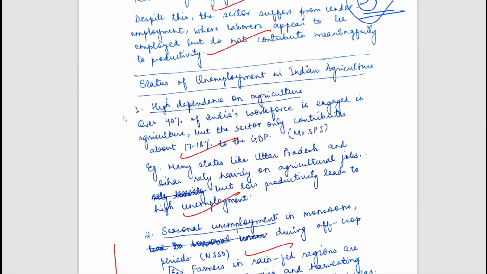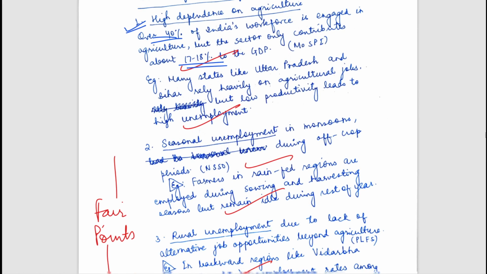That is what I was discussing. There is a high dependency on agriculture: 17 to 18% of GDP, and more than 40% of the Indian workforce is engaged in it. Especially states like Bihar and UP have a high number of farmers working on a small field. There is huge marginalization of fields.